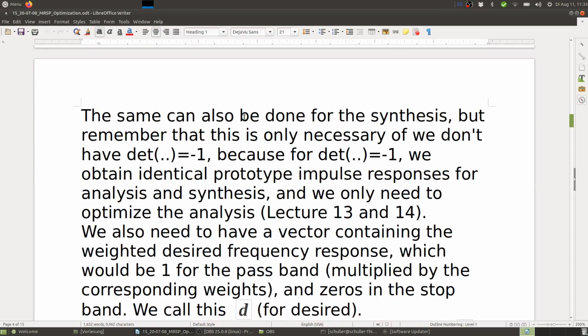The same can also be done for the synthesis, but remember that this is only necessary if we don't have the determinant of our polyphase matrix unequal -1, because for that we obtain identical prototype impulse responses for analysis and synthesis, and we only need to optimize the analysis, as you can see here in lecture 13 and 14. Right, and that's why usually we take this approach. It makes things easier, and there are not many cases where you actually need different synthesis and analysis filters.